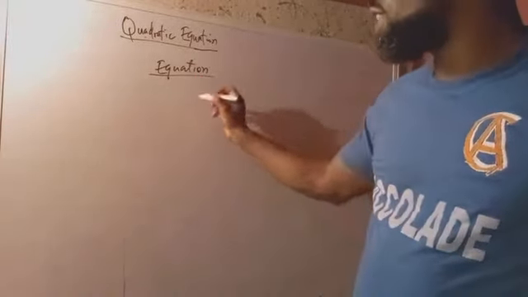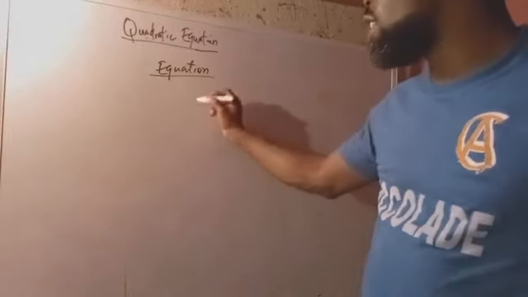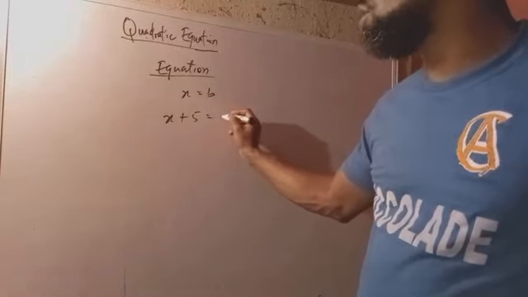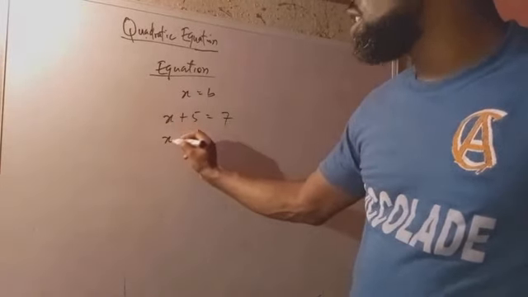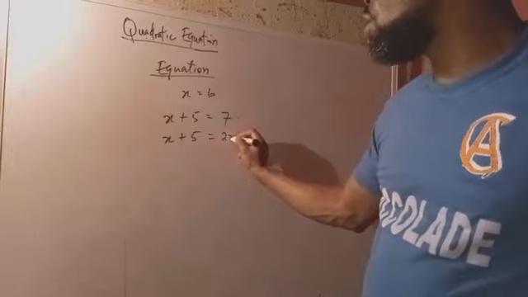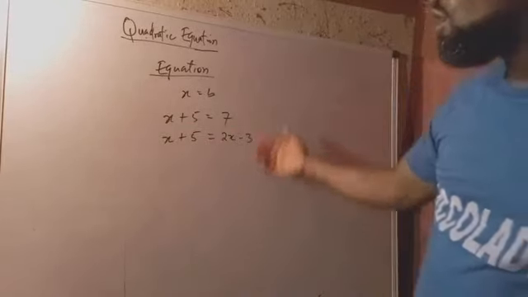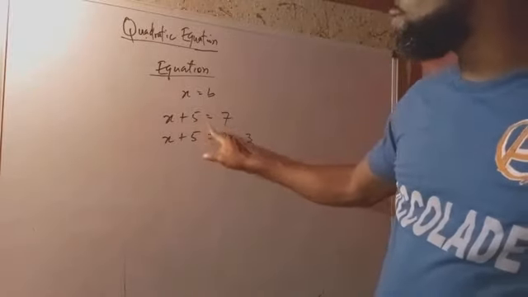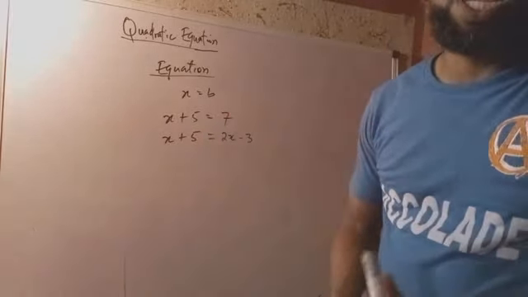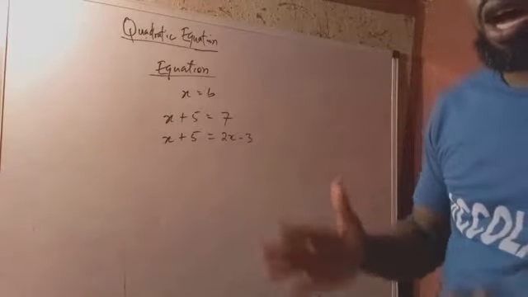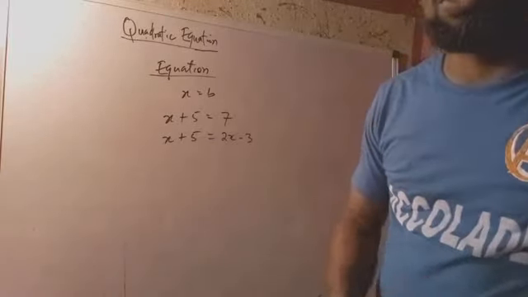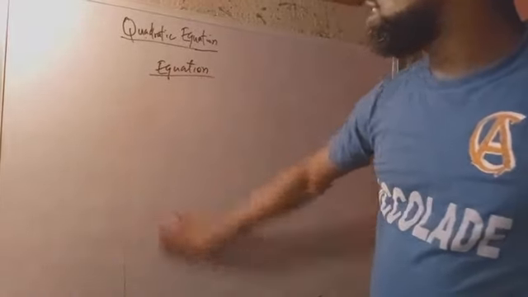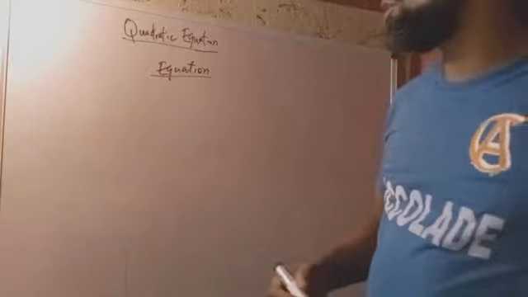Equations can range from very simple things like x equals b to maybe x plus 5 equals 7, to maybe x plus 5 equals 2x minus 3. All these are equations. One thing you always see in an equation is that there must be an equality sign. That tells us that a particular mathematical expression is an equation. All right, good. If you've gotten that, now let's look at what we call linear equations.